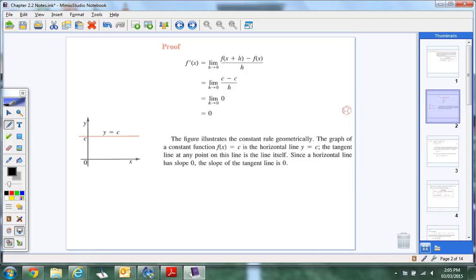Let's look at our warm-up. This part wouldn't happen because there are no x's, so we wouldn't even have to plug x plus h in anywhere. That's how it becomes 0. And again, it comes from the idea, what you said earlier, that it's a flat line.